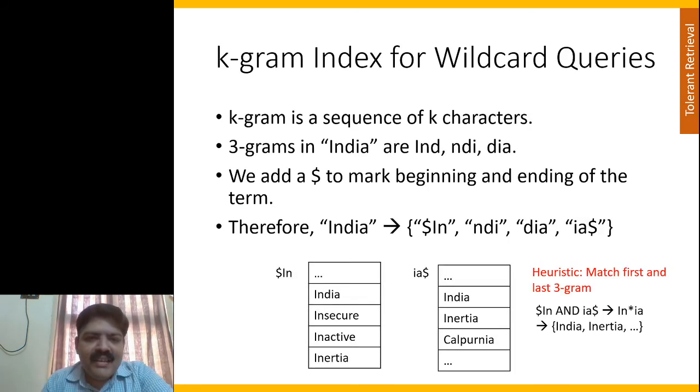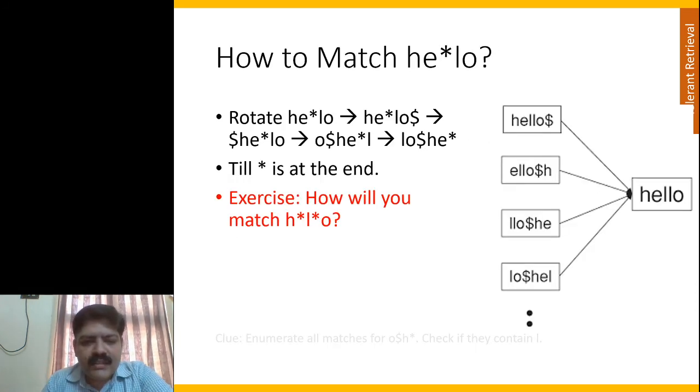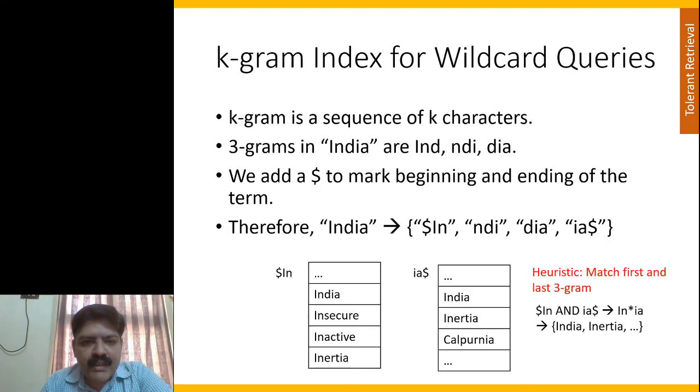In order to deal with these kinds of queries, we could revert to a k-gram index for wildcard queries. In a k-gram index, we use k-gram sequences to point to our dictionary terms. For example, 3-grams in India are IND, NDI, and DIA. This is assuming I'm not using any end markings, but if I do use end markings like dollars, then I would get 3-grams like this.